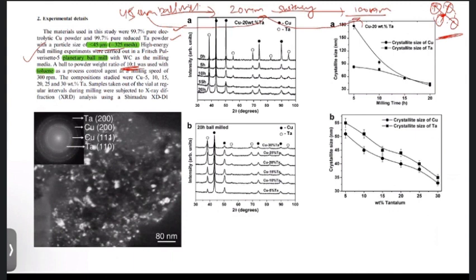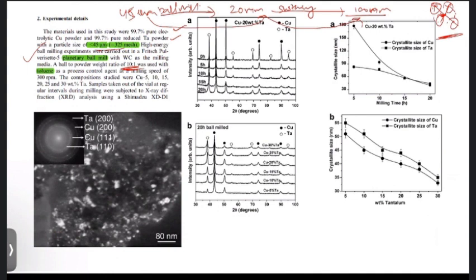Ma'am, once again please, repeat that. Yeah, 10 is to 1. That is the ball to powder weight ratio. It means that if you are putting 1 gram of sample into your ball mill, then you should take a number of balls which have a weight equal to 10 grams to get effective grinding.